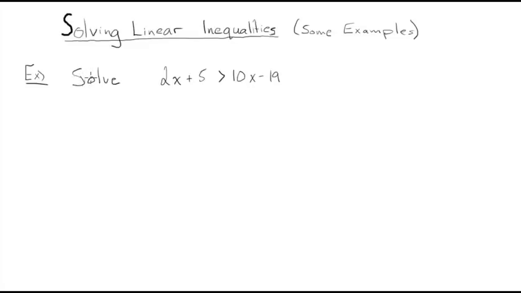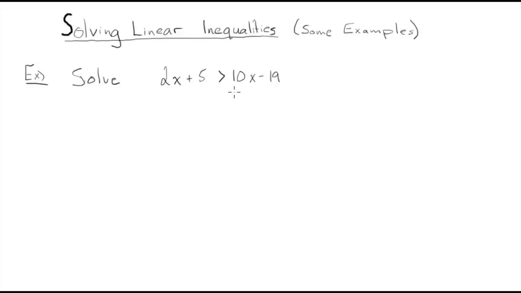Alright, in this video I'm going to solve some linear inequalities, just run through some examples. Here's the first one: 2x plus 5 bigger than or equal to 10x minus 19. So you've seen equations. If this was an equal sign, this probably wouldn't be a difficult question. So it shouldn't be a difficult question if it's a greater than sign, so you're going to solve it the exact same way. You need to get all the x's on the same side of the inequality.